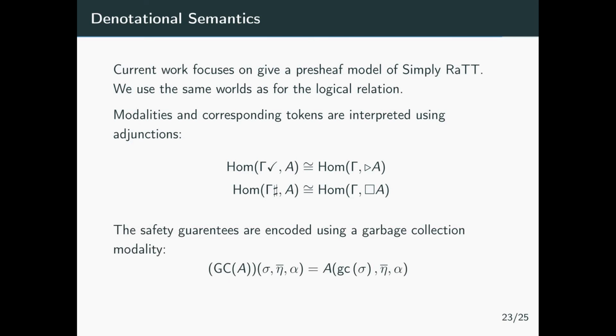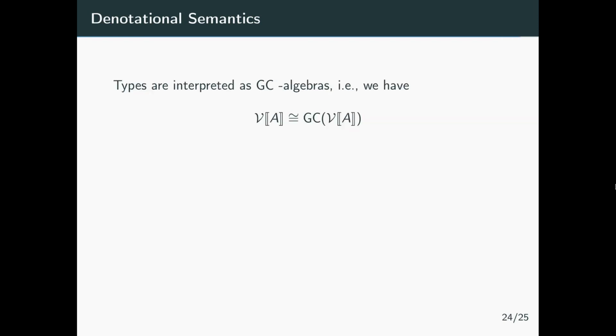And secondly, the safety guarantee is now encoded using a garbage collection modality, right? So we define this modality. We say the garbage collection on A is really just garbage collection on the world. So this is precisely the same garbage collection that showed up in the Kripke setting. With this, we prove that types are garbage collection algebras, right? So the types are the things where you have this kind of isomorphism. We say that a type should be isomorphic to the garbage collection of that type.